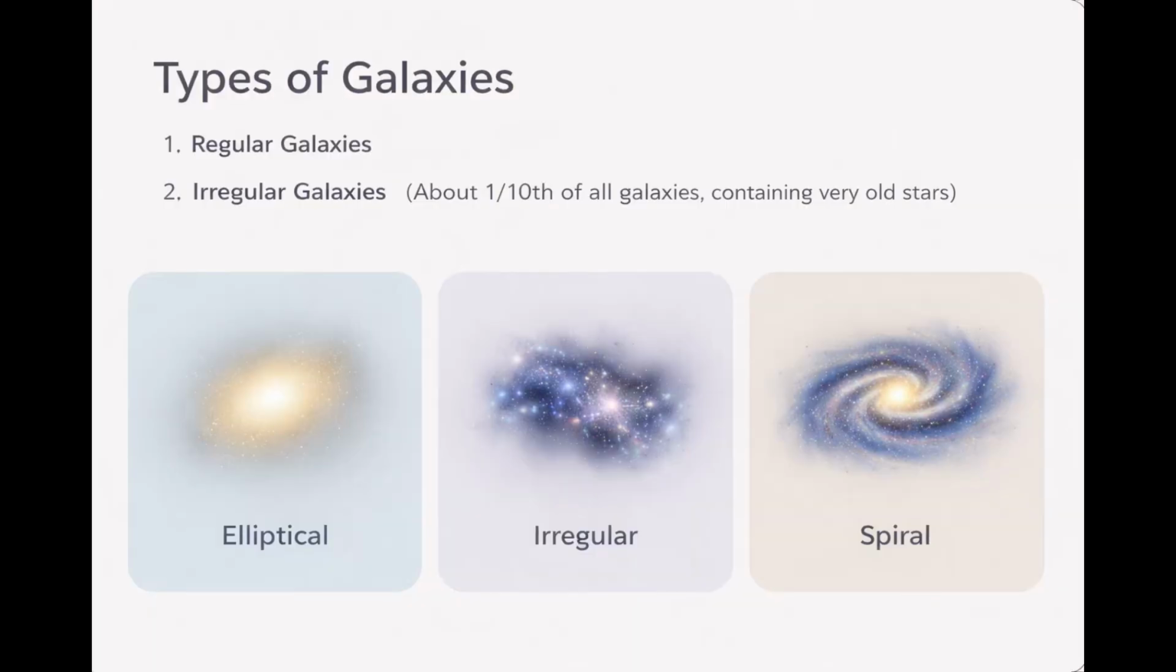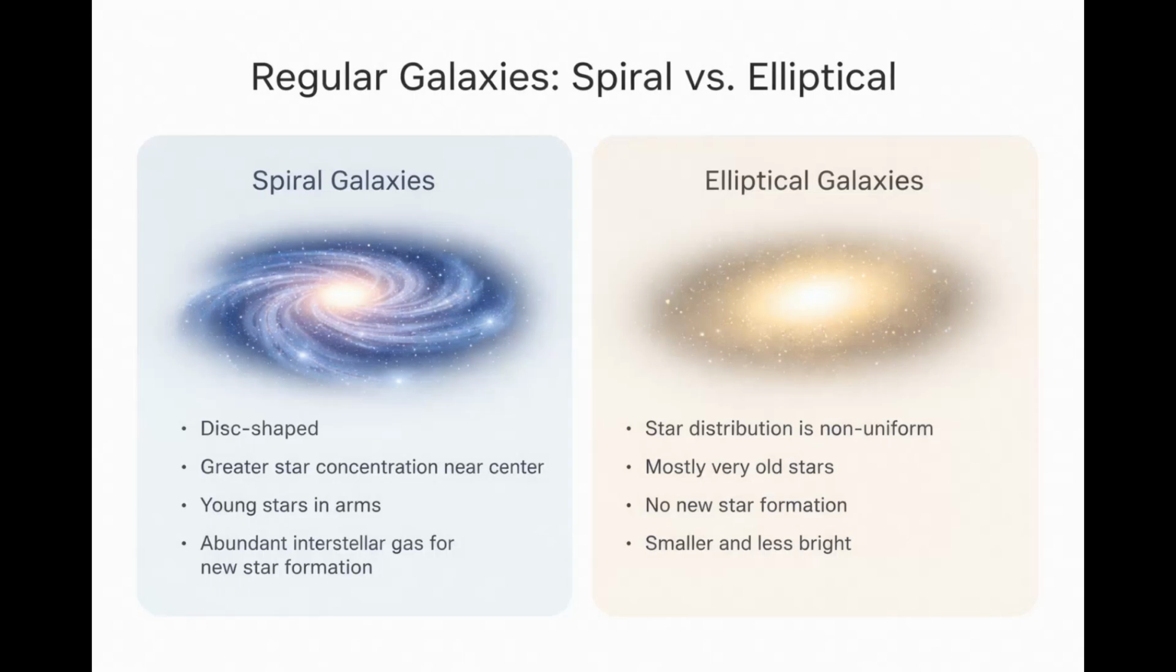When astronomers observe the billions of galaxies out there, they broadly classify them into two basic types: regular galaxies and irregular galaxies. Irregular galaxies make up about 1/10 of all galaxies and typically contain very old stars. Zooming in on regular galaxies, we see two main structural shapes: spiral and elliptical. Spiral galaxies have a flat, disk-like shape with young stars forming in their gas-rich arms. Elliptical galaxies, on the other hand, are generally smaller, dimmer, and filled with older stars, as they lack the gas needed to form new ones.